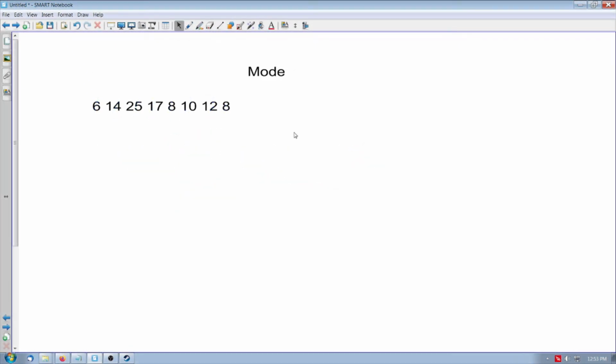Let's go on to our last one. The last one would be mode, and mode's really easy. You just find the number that appears the most. In this case, if I look at the same data set, the only number that appears more than once is 8. And that appears twice, so the mode is 8.